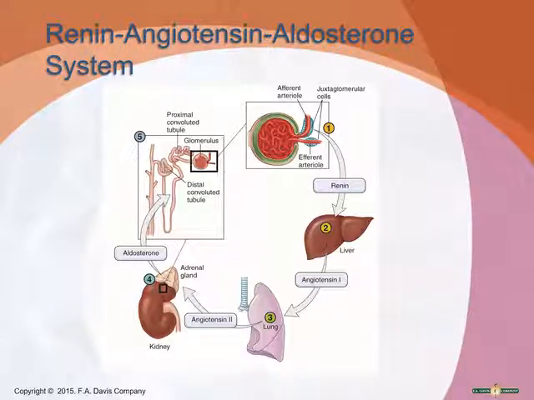Renin converts an inactive plasma protein called angiotensinogen that's made in the liver into angiotensin 1. The angiotensin 1 circulates to the lungs. So here we are, we're way down here already. It circulates to the lungs where the angiotensin converting enzyme converts it into angiotensin 2. So we got the angiotensin 2. The angiotensin 2 stimulates the adrenal glands to secrete aldosterone.